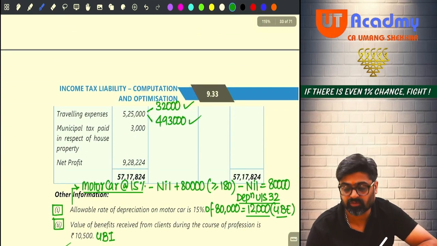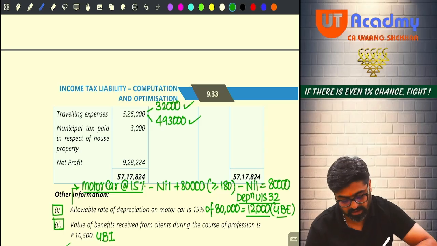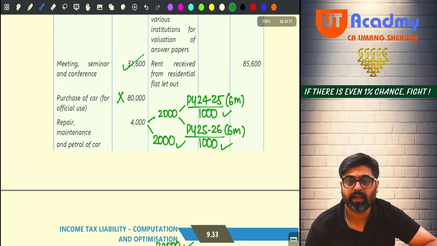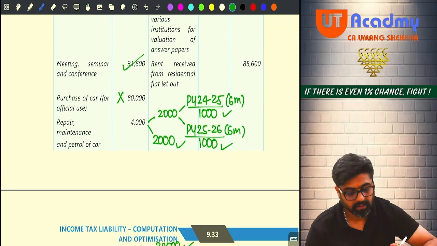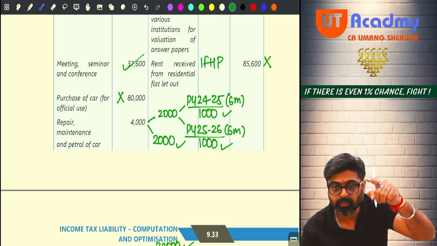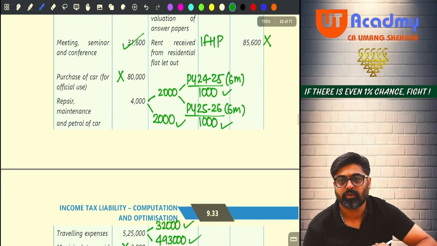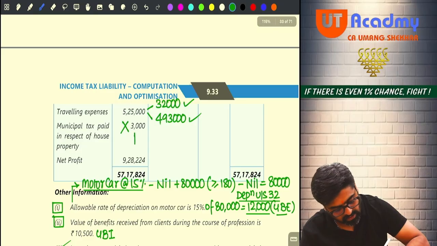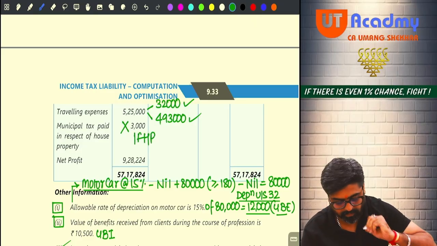Municipal tax paid in respect of a house property allowed or disallowed? Disallowed. This is for the house property. Can you see right hand side house property rent is there? 85,600. That rent is not your PGBP income. That rent is income from house property. So for this property the municipal tax is paid. So this municipal tax is not your business related expense. This will directly go to income from house property.